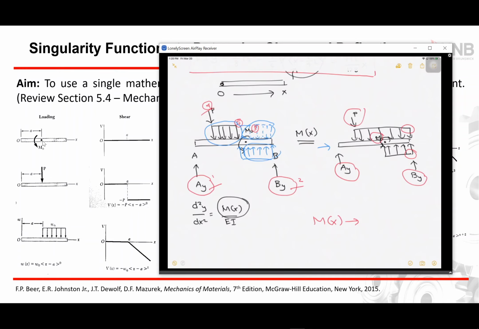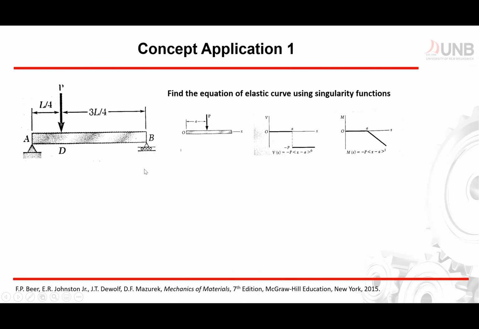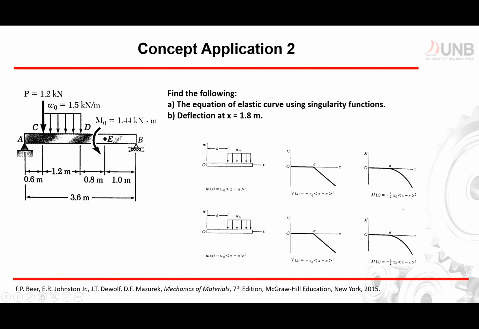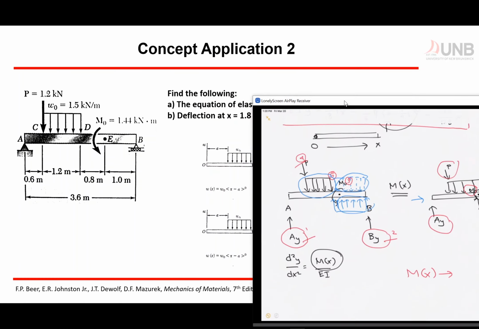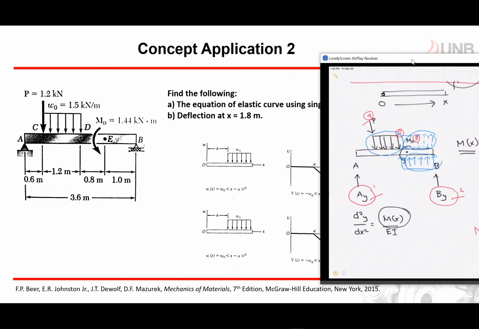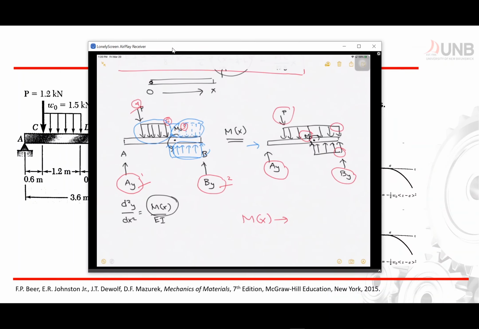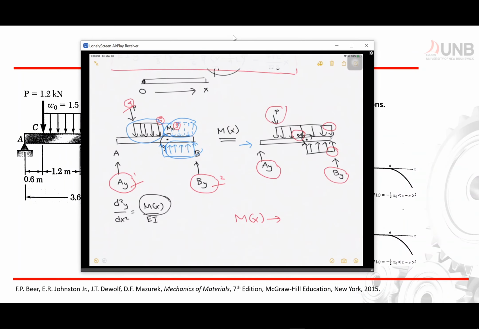If we go back to the problem here, so now this is a problem here, and the only difference is we have these values, those dimensions. You can just substitute them at the end of the problem. So try this problem and see how this one works.